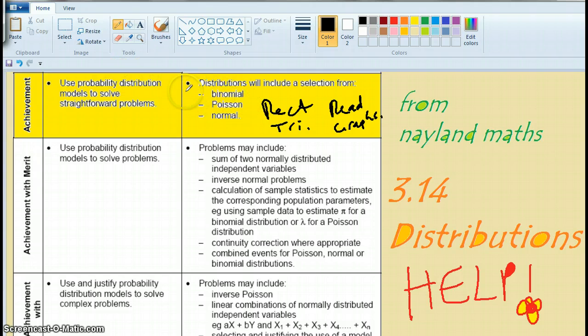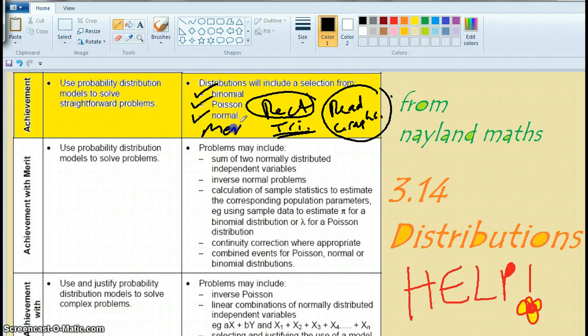you're lazy, make sure that on your calculator you can do binomial, Poisson and normal, and perhaps make sure that you can do rectangular. If the triangular and reading from the graph is beyond you, fear not, try on these to get merit. Because with your binomial and your Poisson, if you can regurgitate the conditions and context, you'll get merit.